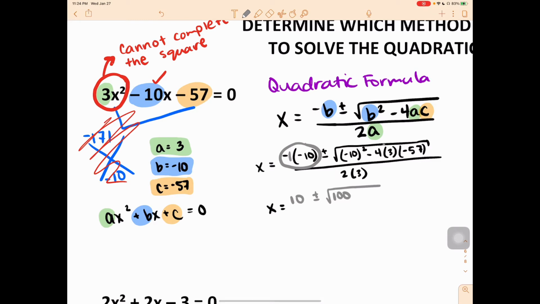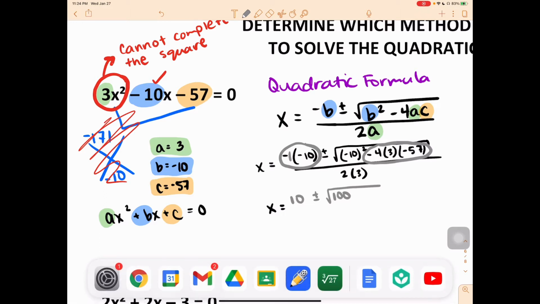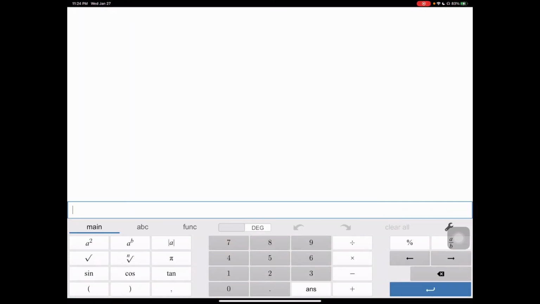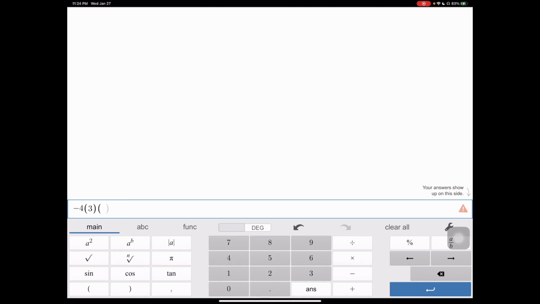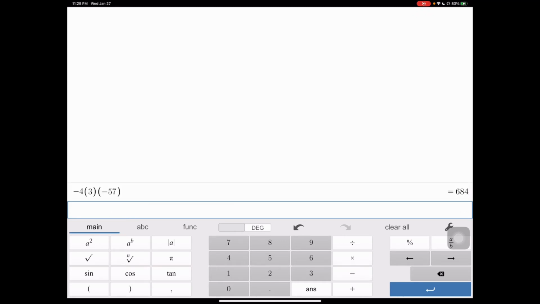And then here we have -4 times 3 times -57. I multiply all of these at once, and I definitely need a calculator for this one. So I'm going to go ahead and go into Desmos Scientific Calculator. We have a -4, and then parentheses 3, parentheses -57. I got 684.